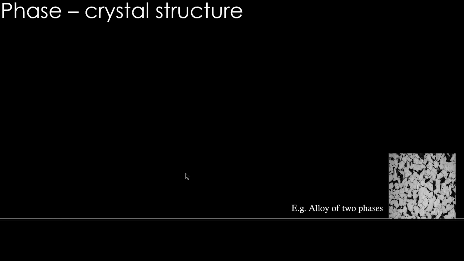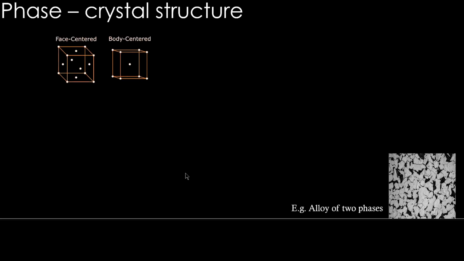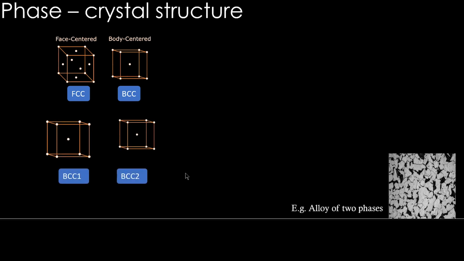Now let us consider 2 phases in an alloy, something that we have seen already, a dark and a bright phase. What kind of structures will be there in the dark phase and bright phase? For example, it may be FCC, face centered cubic, and body centered cubic. The white phase may be FCC, the black phase may be BCC, or they both may be the same. For example, both may be BCC, but the lattice parameter, the A value, may be different between them.